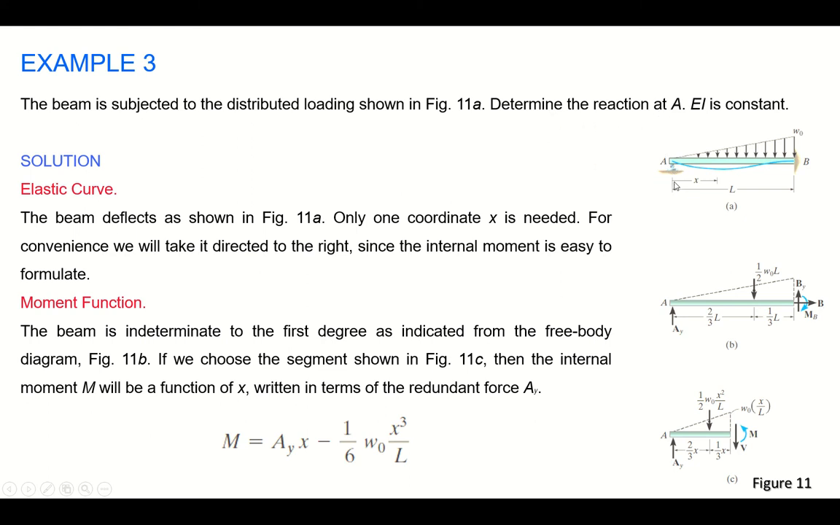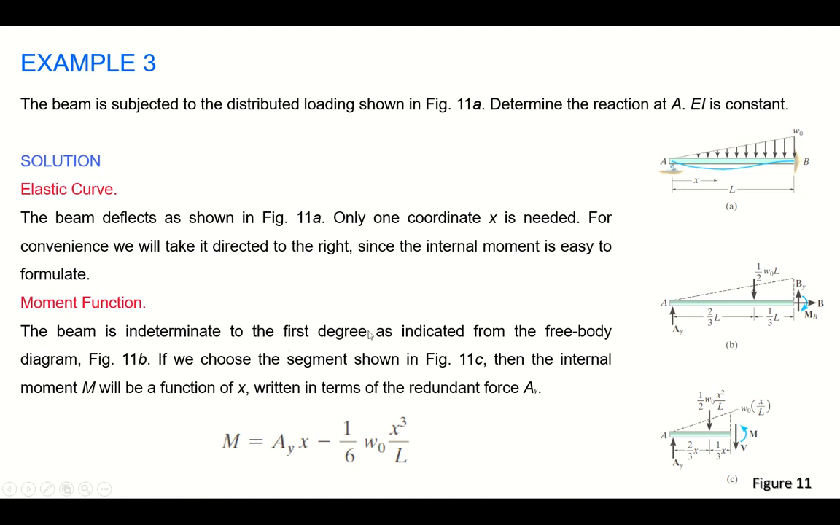Determine the reaction at A. So the beam deflects as shown. See, this is the deflected shape of this beam. Here the slope is 0 as well as the deflection is 0. However, here the slope is there but the deflection is 0. Only one coordinate x is needed. As you know that the load is continuous, there is only one coordinate x. There is no need of x1 and x2. For convenience we will take it directed from left to right, since the internal moment is easy to formulate.